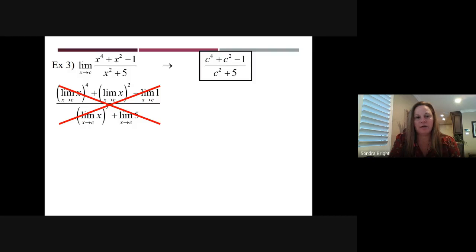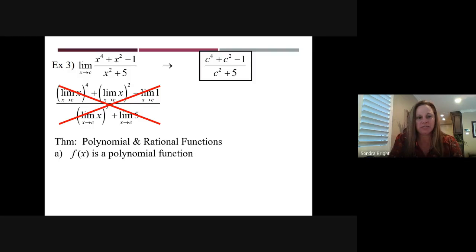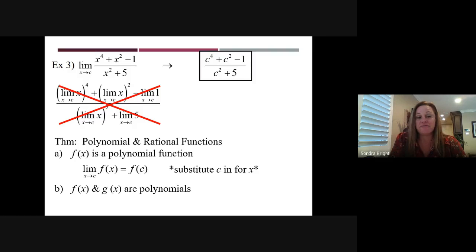So those properties are quite helpful. We have a theorem on polynomial and rational functions. If f of x is a polynomial function, those are continuous, so the limit of f of x as x approaches c is equal to f of c. It means you just have to plug c into x. If it's a polynomial function, you're guaranteed that you can just plug it in. If f and g are both polynomials, and we're trying to find the limit of the quotient of these two, you can just plug c into both of them and divide, as long as g of c is not 0. So those are on your notes. I'm going to keep going.